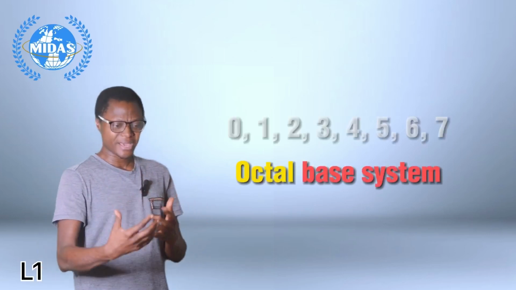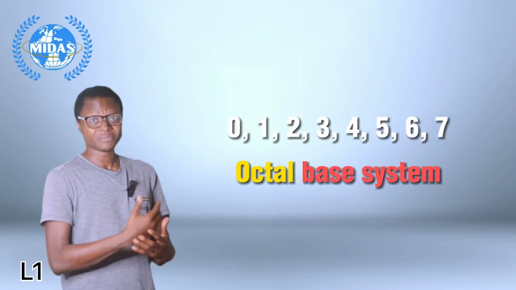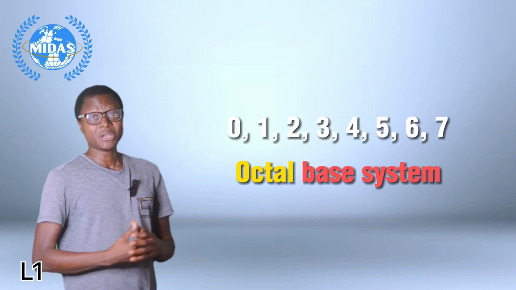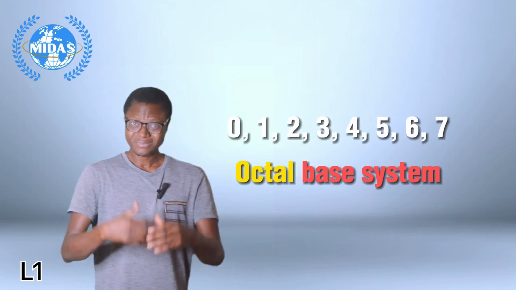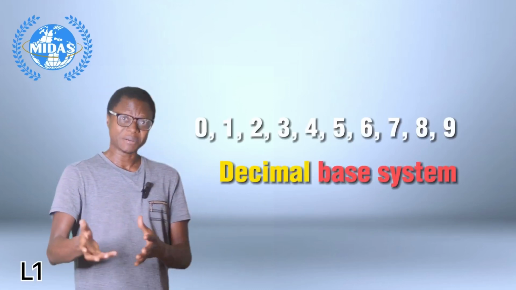For example, you have the octal, which is just 8 digits for you to be able to express, 0 to 7, because 0 is one digit, so 0 to 7. So that's 8 digits together. That's the octal. The one we use, which is the base 10 generally, is the decimal. So it's the decimal base system.